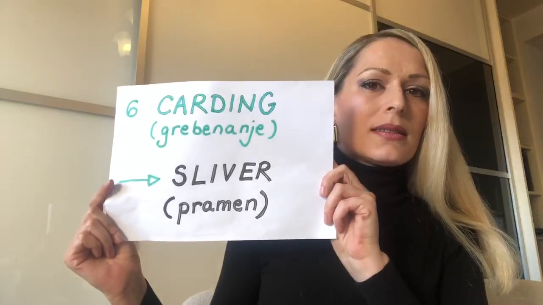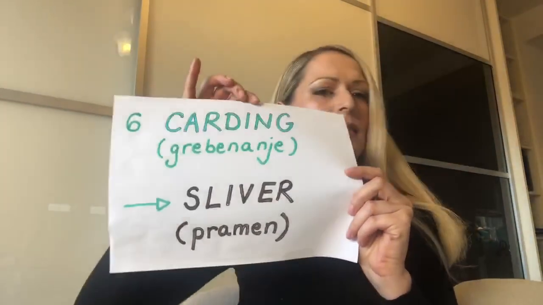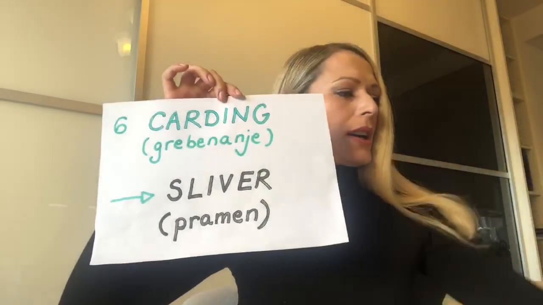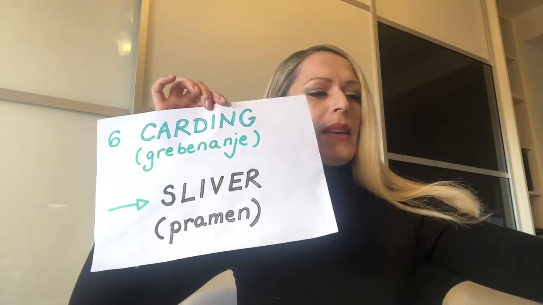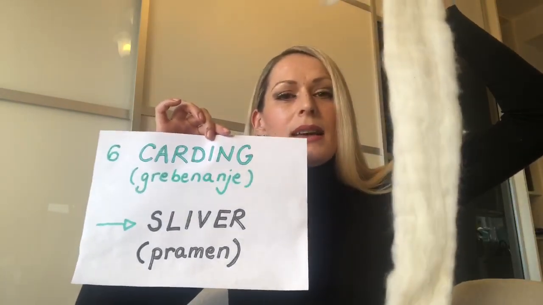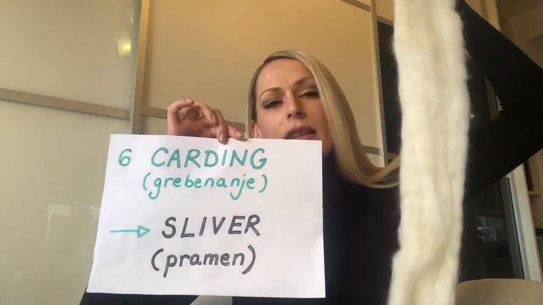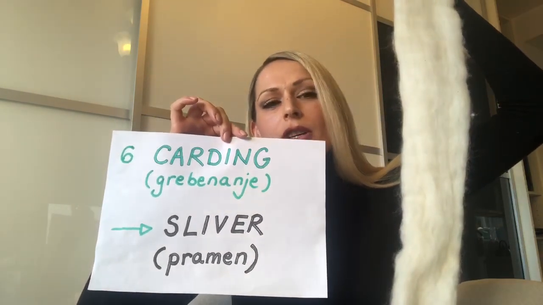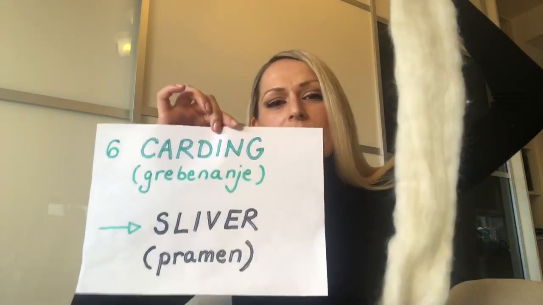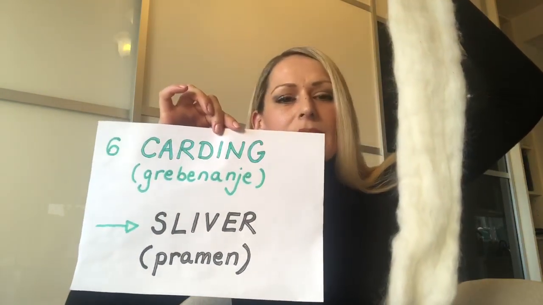Okay, so the first process that we need to discuss here is called carding. So this is the Croatian translation, okay? And the product of carding is going to be an organized and aligned bundle of fibers, which is called a sliver or a sliver. Both pronunciations are possible. This is the Croatian translation of it, okay?